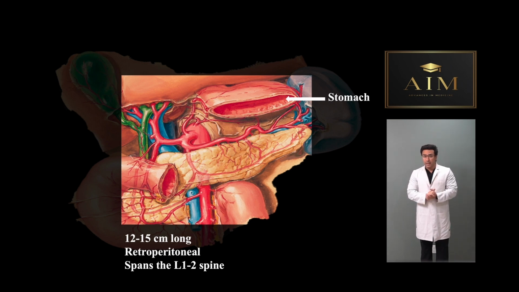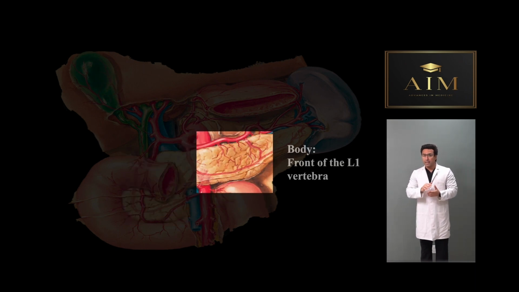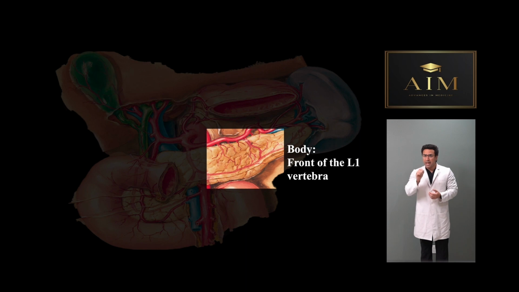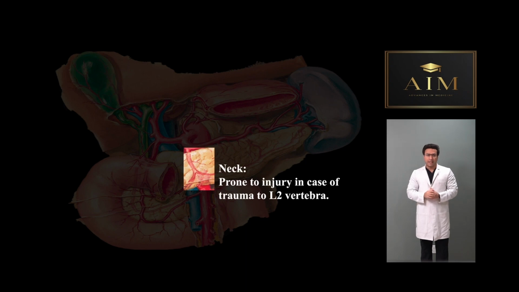When it comes to its location, the head of the pancreas is in front of the L2 vertebra, the body is in front of the L1 vertebra, and the tail extends to the level of the T12 vertebra. Remember, the neck of the pancreas is quite delicate, and trauma to the lumbar spine, especially at the L2 vertebra, can cause trouble. In acute pancreatitis, the lesser sac is the most common site of fluid collection or pseudocyst formation.